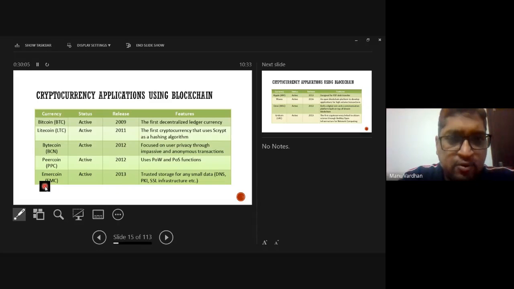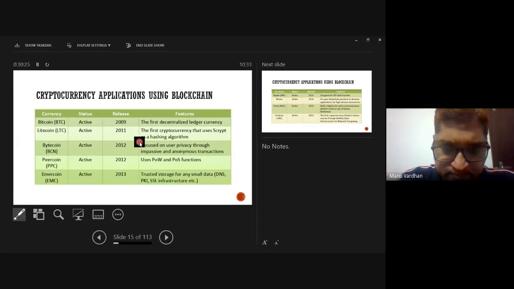So these are a few cryptocurrency applications using blockchain. Like Bitcoin, as you have all heard of, this was released in 2009, the first decentralized ledger currency. Then we have Litecoin. It was released in 2011, the first cryptocurrency that uses Scrypt as the hashing algorithm. Then we have Bytecoin, 2012. It focuses on user privacy through untraceable and anonymous transactions.